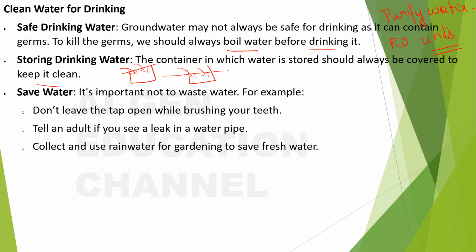Okay? Next, save water. It's important not to waste water. For example, don't leave the tap open while brushing your teeth. Tell an adult if you see a leak in a water pipe. Collect and use rainwater for gardening to save fresh water. So you have to take so many steps, whatever step is possible, you should do it to save the water, conserve the water.